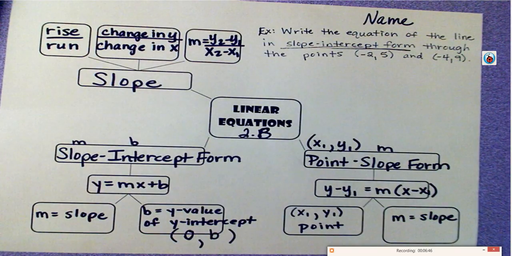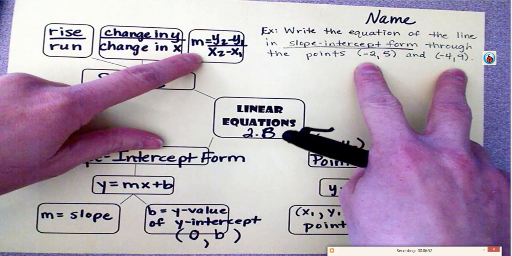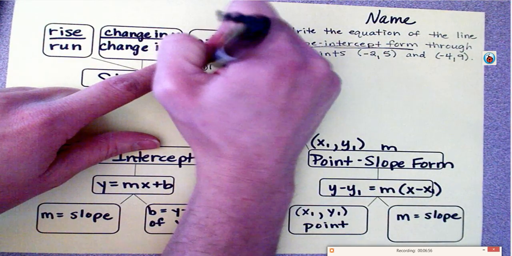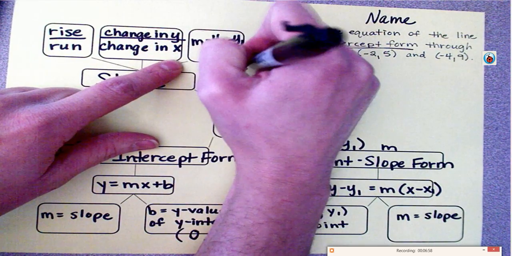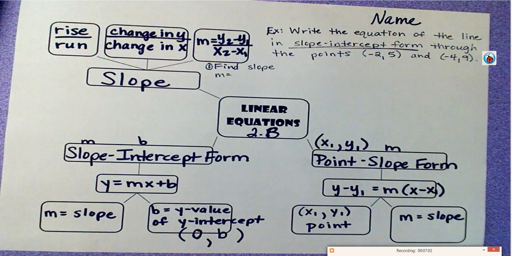And one of the things I'm going to have is the slope. And I do know how to find the slope from 2 points using slope formula right here. So that's what we're going to start as step 1. We're going to find slope. And we're going to do it using slope formula.